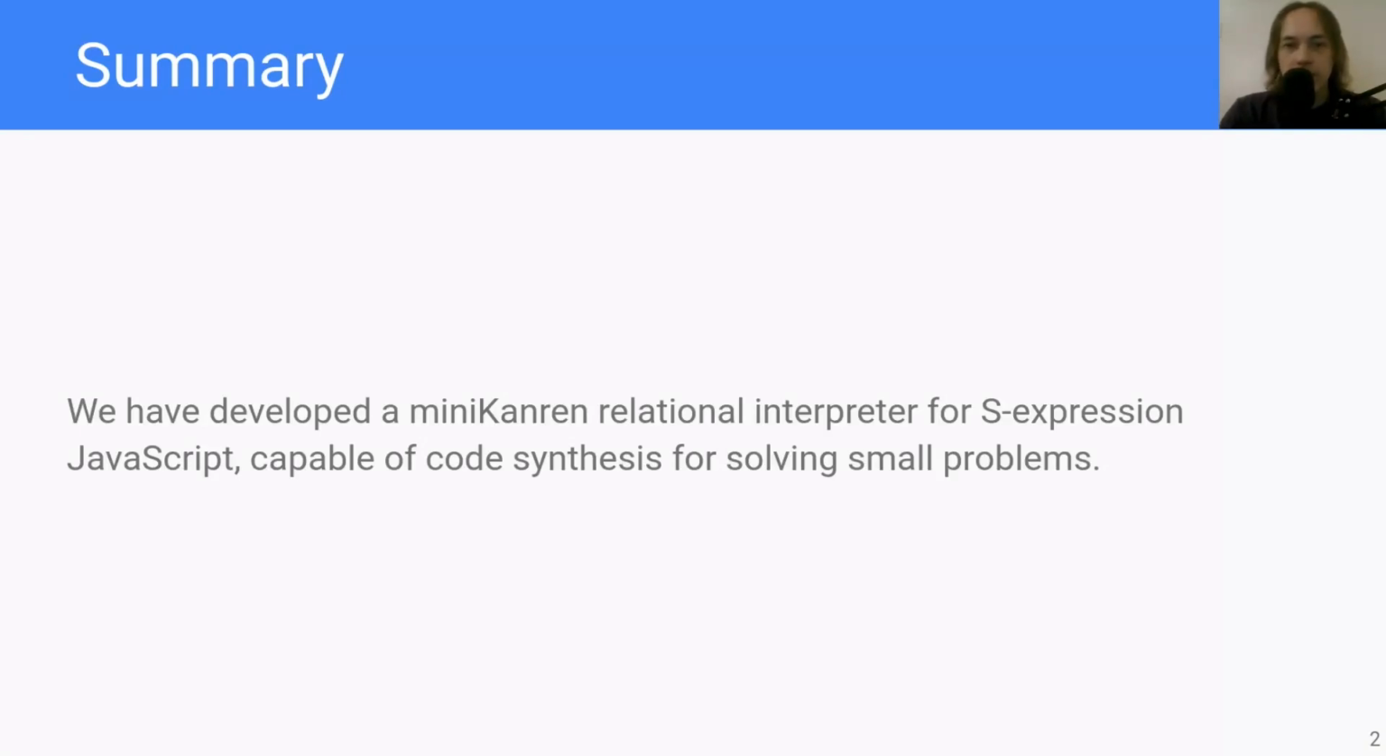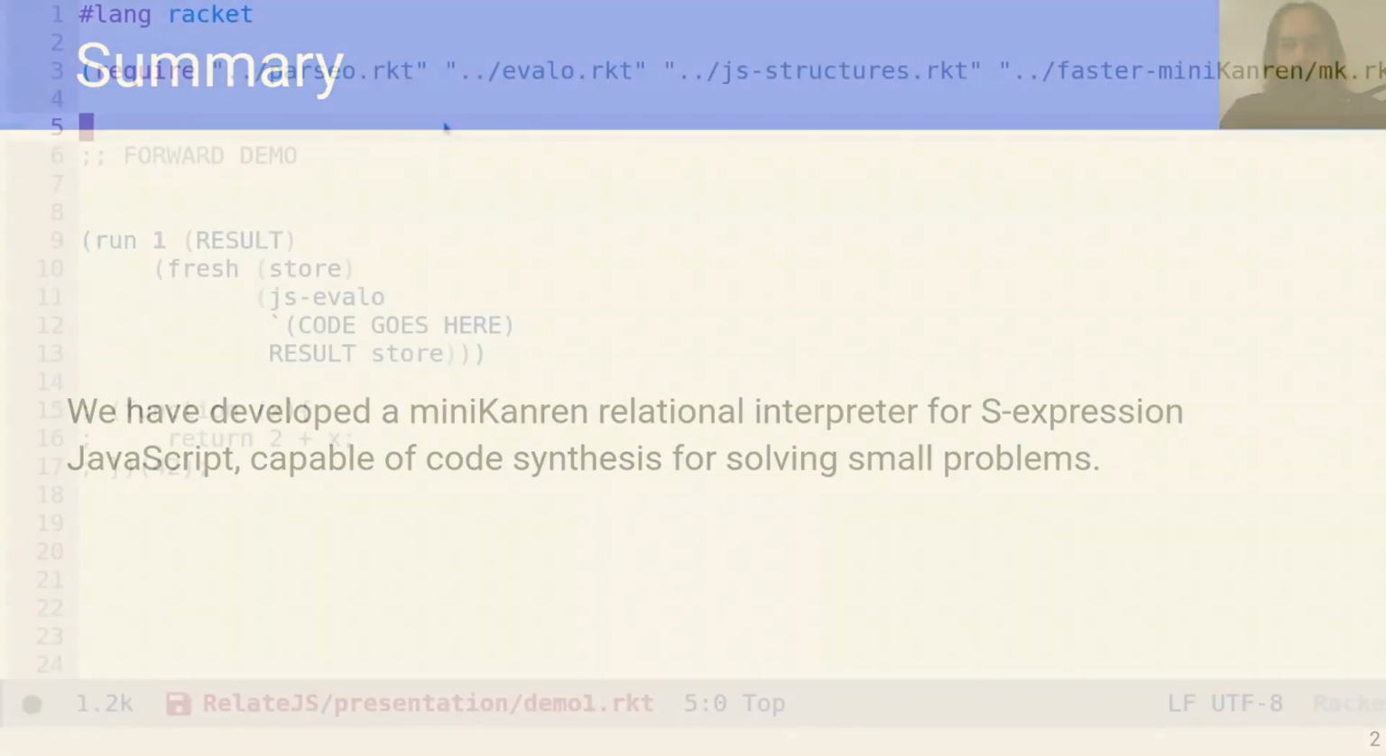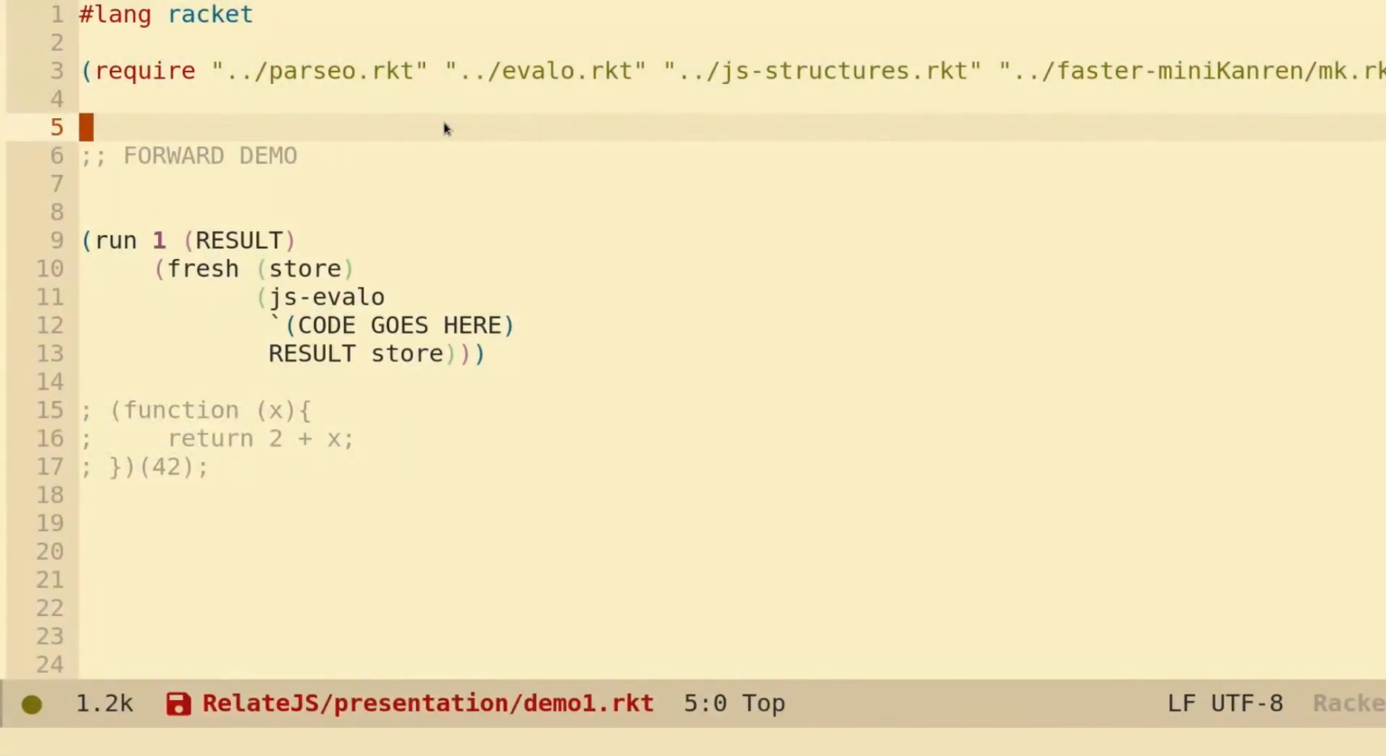Without further ado, let's jump into a quick demo. First of all, I want to show you a quick example of running JavaScript forward before we get into the real meat of running it backwards and code synthesis. There is one unusual thing about our interpreter. It accepts S-expression JavaScript instead of normal JavaScript as input.